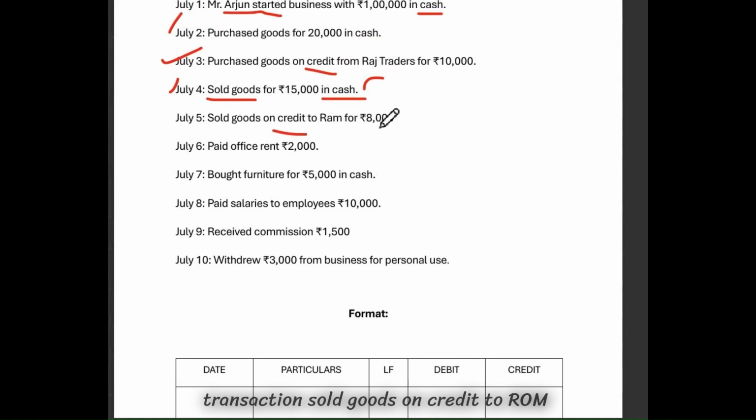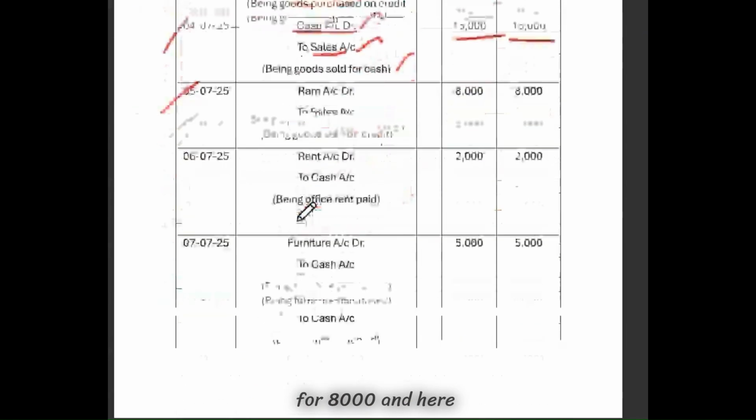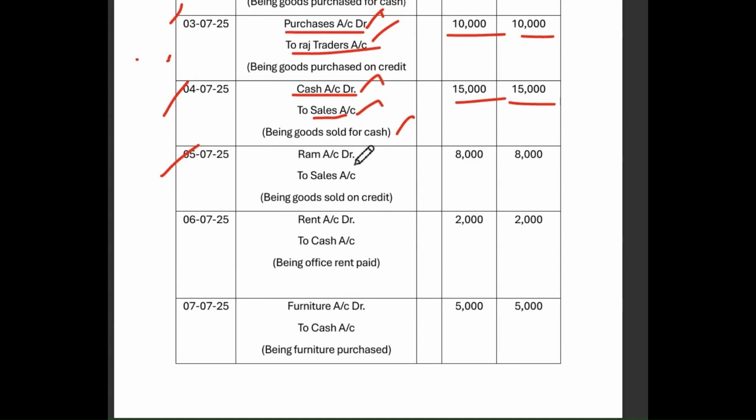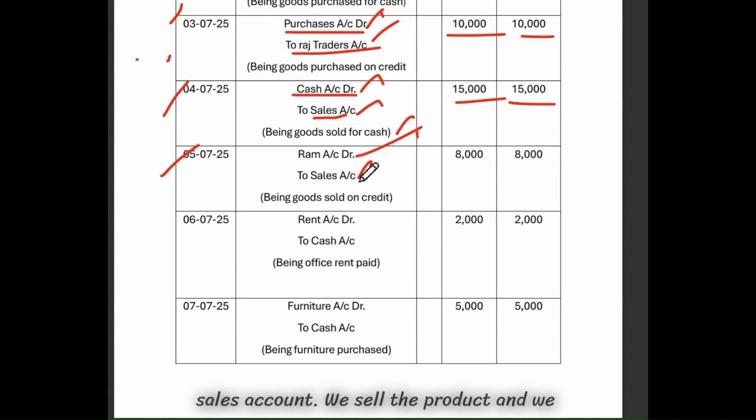Transaction: sold goods on credit to Ram for 8,000. And here we have the Ram account. We have sold the goods to Ram, so Ram is a debit. And on our sales account, we sell the product and we are the creditor. So we write Ram account debit to sales account. We have to write the keyword "to" for the next account. The respective amounts are 8,000 in the respective places.